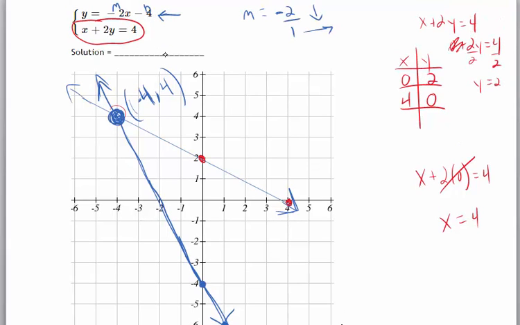Graphically, and you can check that if you put that point into both of the lines, it should work out. You should get a true statement. Okay, I hope that helps.